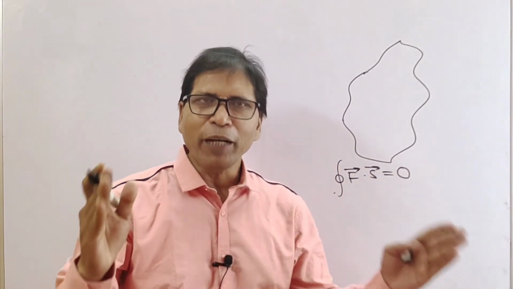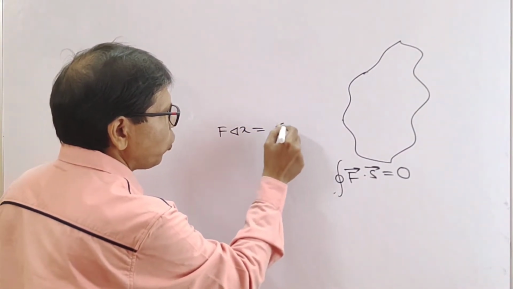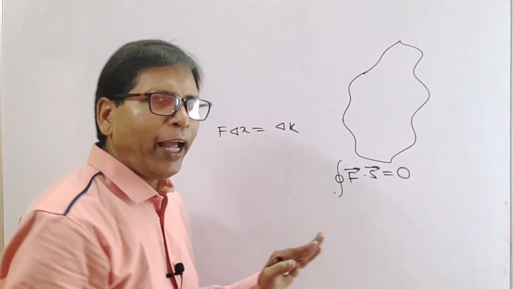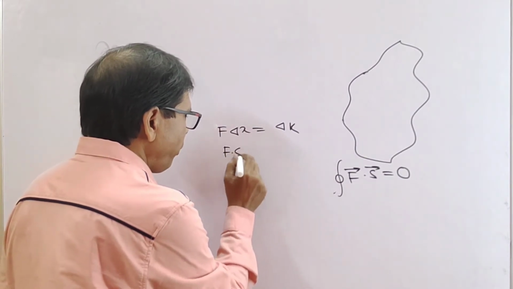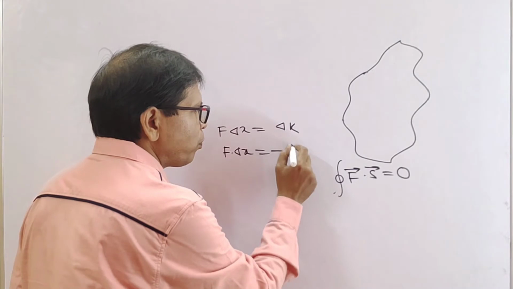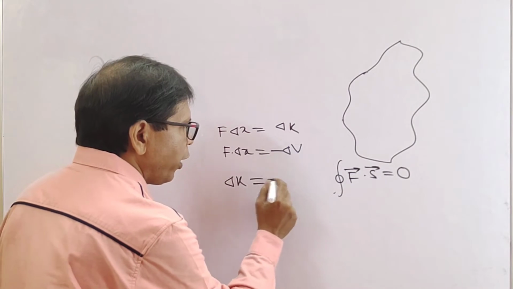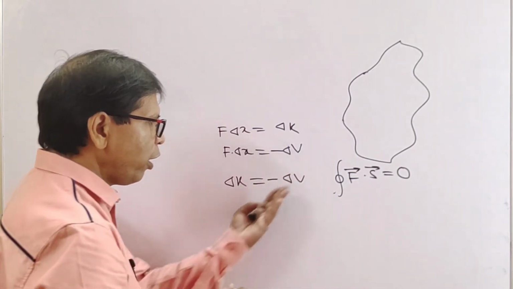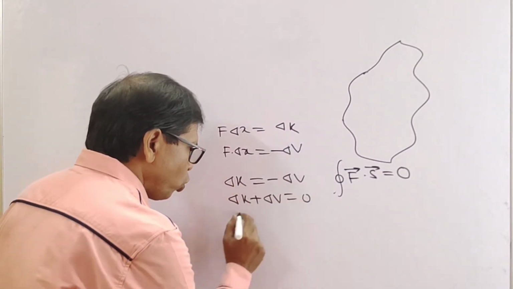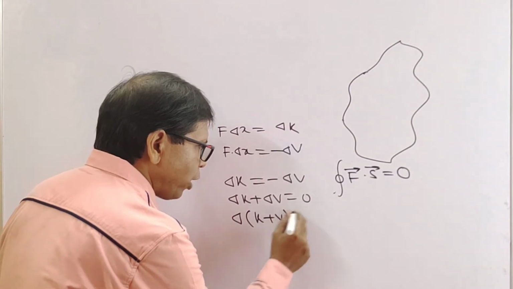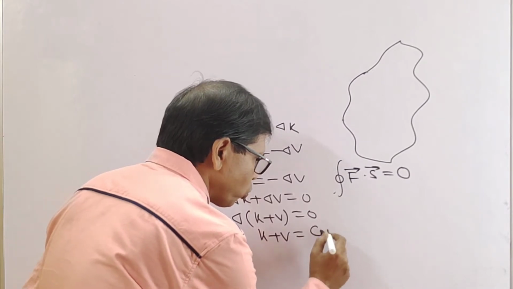force. For a conservative force, the work done, F delta x, is equal to the change of kinetic energy. And for a conservative system, F into dx is the minus potential energy. Okay, now the change of kinetic energy is equal to the negative of the change of potential energy. Now look at this, here delta K plus delta V equal to 0. So delta (K plus V) equals 0. That is, kinetic energy plus potential energy equal to constant.